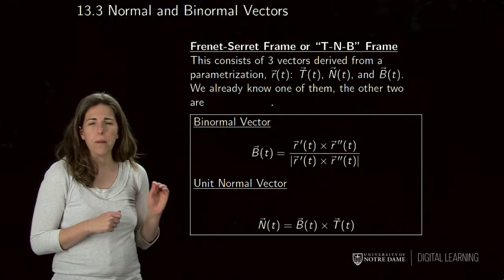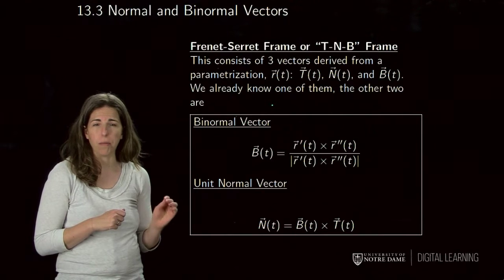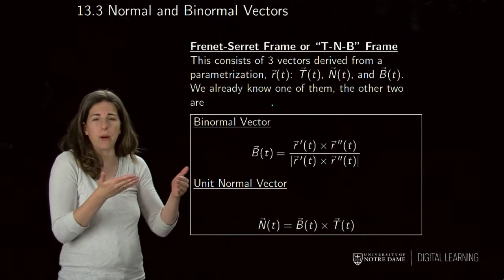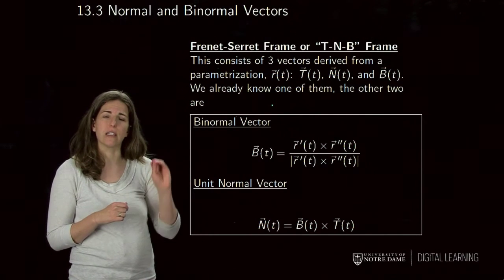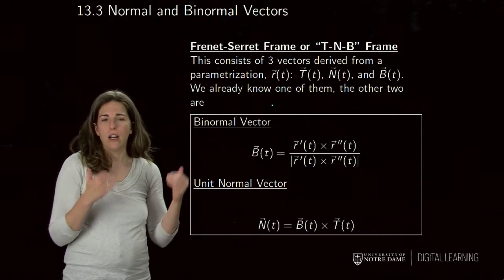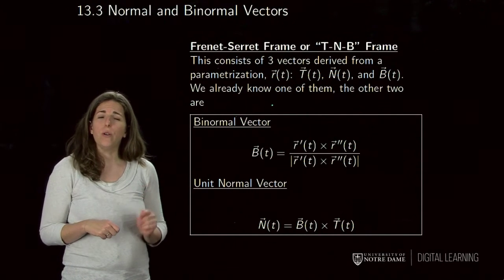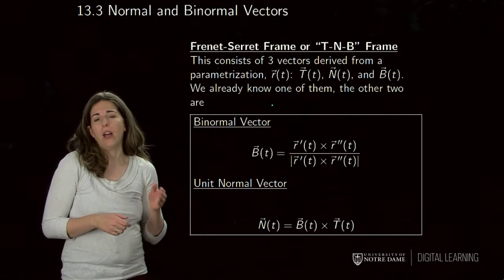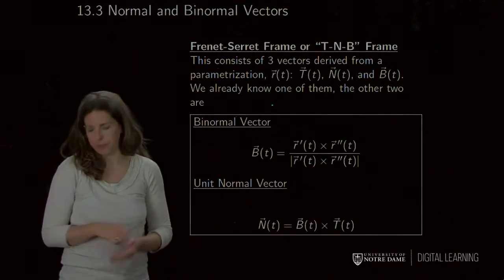So the unit binormal vector is going to be the cross product of r prime with r double prime. And then, of course, that won't necessarily be a unit vector, so I'm just going to divide through by the length. You can think of this as the velocity cross the acceleration divided by the length of that resulting vector. The unit normal vector we can compute once we have the unit tangent and the unit binormal. The unit normal is just the unit binormal cross the unit tangent.